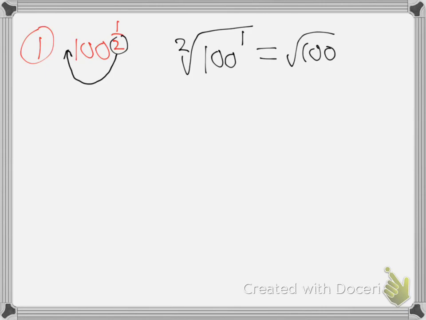Because the 2 and the 1, those are both understood, assumed numbers, aren't they? There's nothing surprising about those. Square root of 100, 10, as you know. Is that good? So a half power is a square root. A half power is a square root.